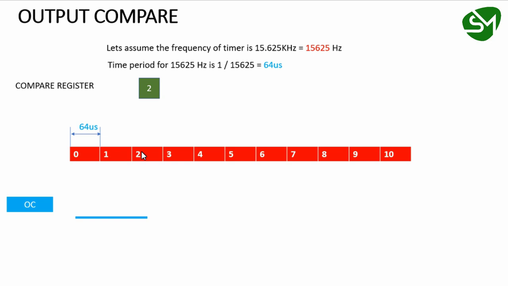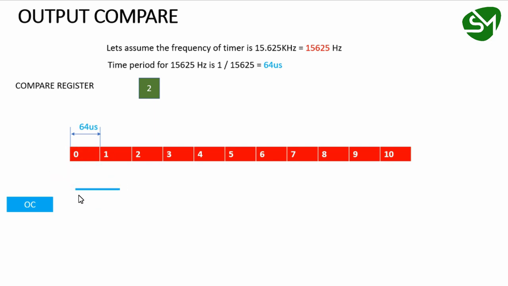When the timer reaches the count value 2, which is equal to the value present in the compare register of the timer, the state of the output compare pin changes. Initially it was low, so the output compare pin will become high here. At this edge, an output compare interrupt will interrupt the processor, and using that interrupt, we will clear the timer count value to 0. Now the timer starts counting from 0 again.